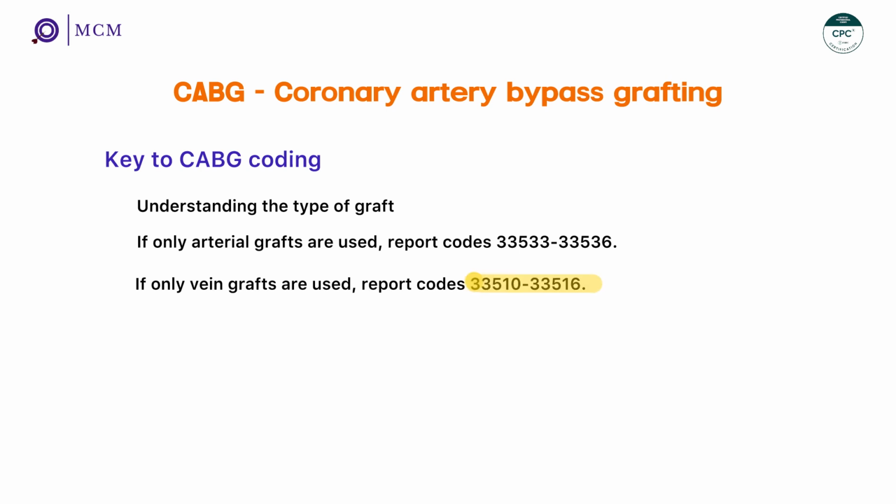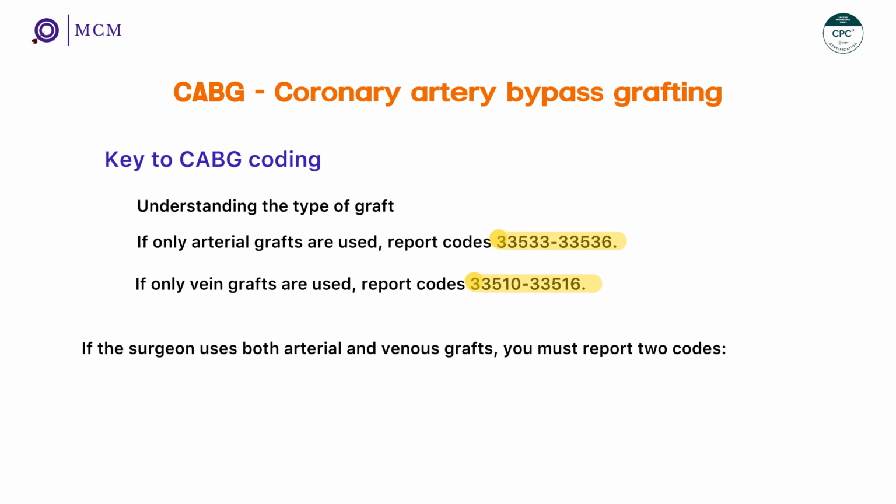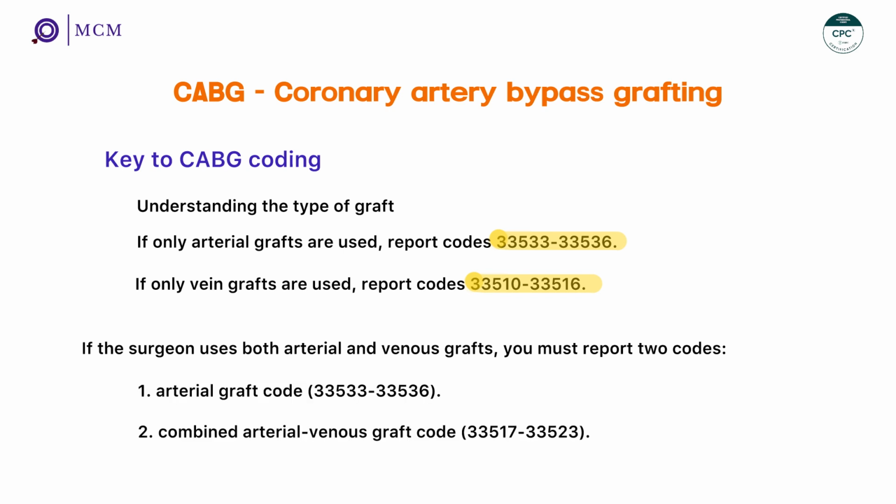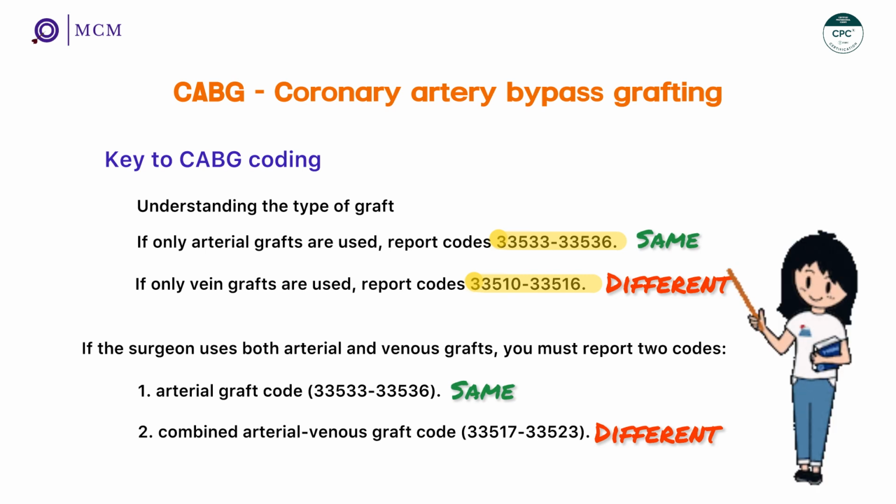If only vein grafts are used, report codes 33510-33516. If only arterial grafts are used, report codes 33533-33536. If the surgeon uses both arterial and venous grafts, you must report two codes. 1. The appropriate arterial graft code 33533-33536. 2. The appropriate combined arterial venous graft code 33517-33523. Here you need to understand the difference. There is no change in artery codes when used alone or in combination with venous graft. Only vein graft codes change, depending upon whether used alone or in combination with artery. CPC examiners love to test this concept, so practice these code ranges thoroughly.